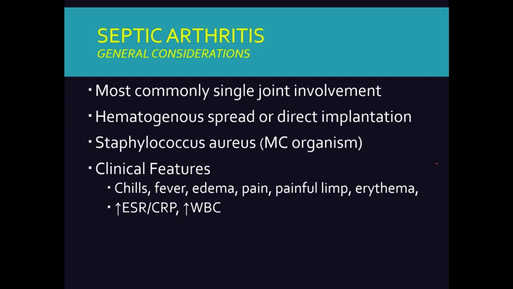Okay, next, septic arthritis. So this is going to be infection of a joint. Commonly, this will be a single joint, but that is not a rule. It can affect multiple joints depending on the virulent nature of the pathogen or bug, as well as the compromise or the immune state of the patient. Hey, Staph aureus, most common organism. Easy test question.